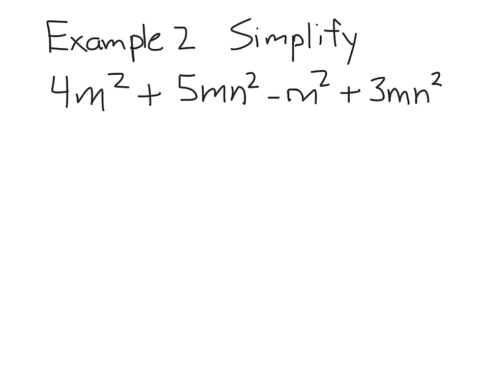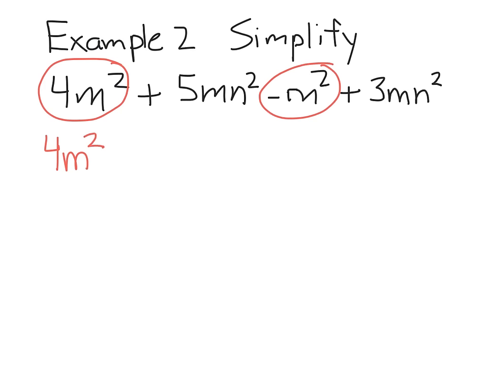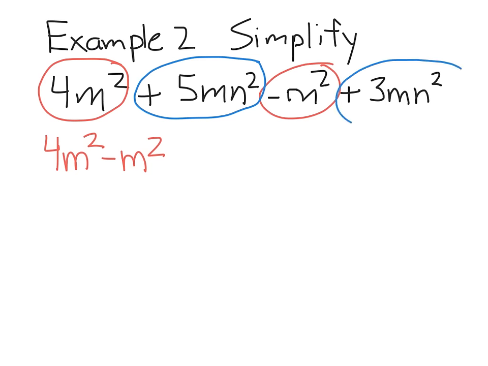In example 2 here, it's going to be very similar. It says to simplify, so once again I'm looking for those like terms. I have a 4m squared and a negative m squared, so I'm going to put these next to each other. I have an mn squared and an mn squared, so I'm going to put those next to each other.